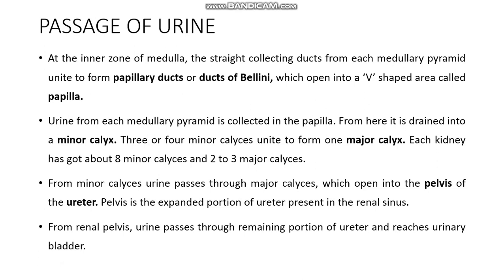Then from this papilla, the urine is drained into a portion known as the minor calyx. Three or four minor calyces unite to form the major calyx, and each kidney has about 8 minor calyces and 2 or 3 major calyces.